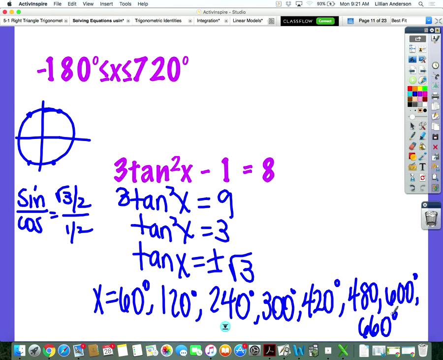Now, we do have to include the negatives. So we're going basically the same distance and only till a negative 180. So that's going to be a negative 60 and then a negative 120. So it's all those values. Oh goodness, so many values. All right? Here's the next one.